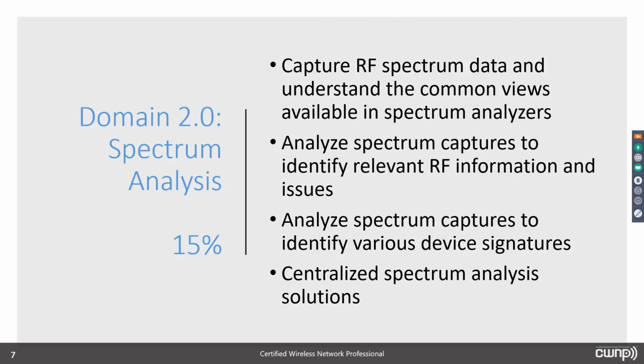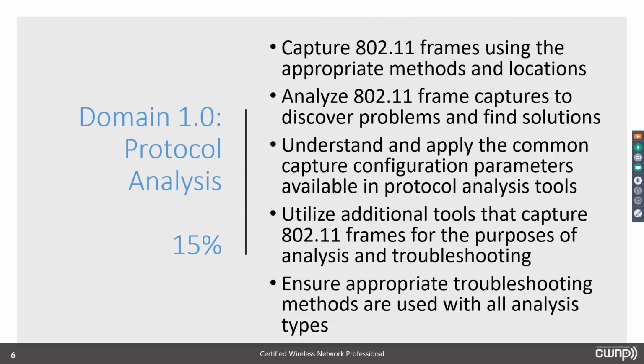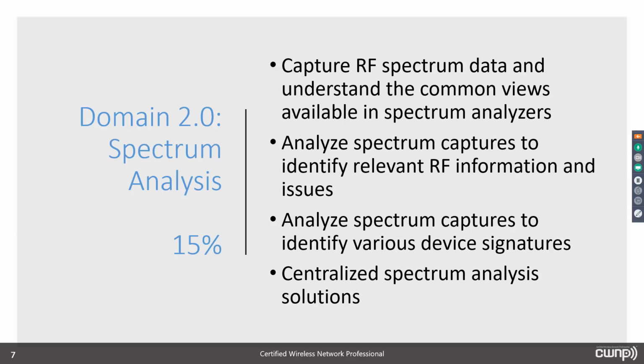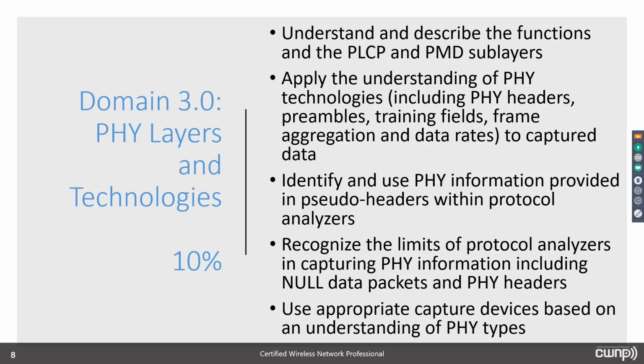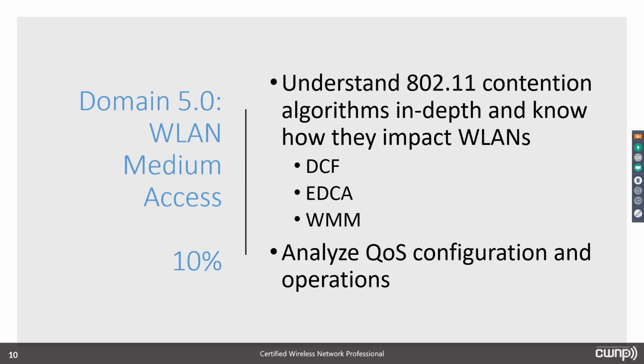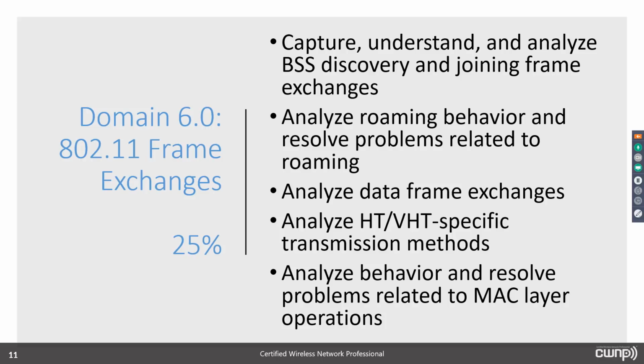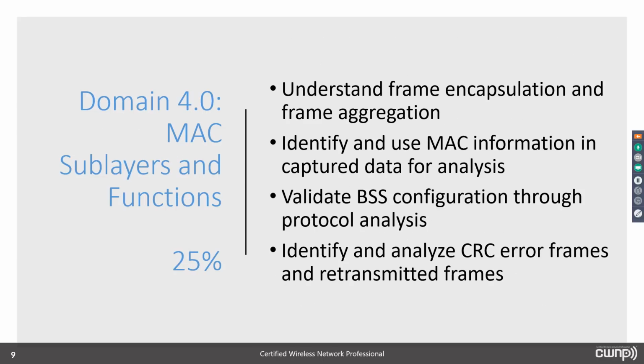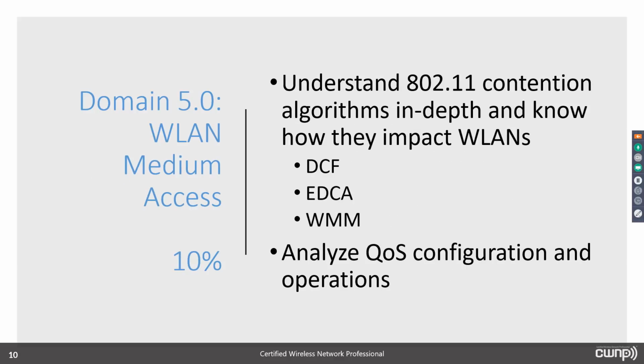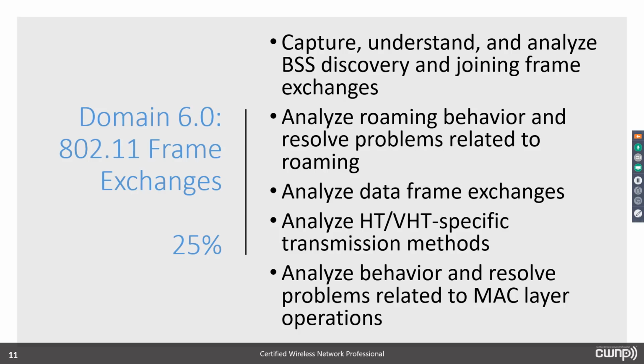Now notice the percentages. What this tells you, 15% is domain 1 protocol analysis. And if you think about it, the exam is 60 questions, right? So 15% means 9 questions related to protocol analysis. 15% spectrum analysis, 9 questions related to that. But understand that, for example, we'll get down here to wireless LAN medium access and 802.11 frame exchanges, right? And even MAC sublayers and functions. So these last 3 domains make up 60% in the end of the exam.